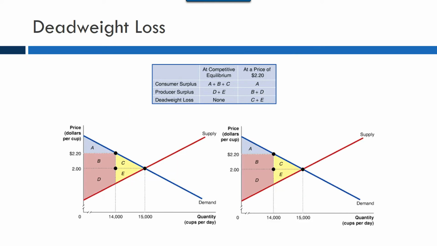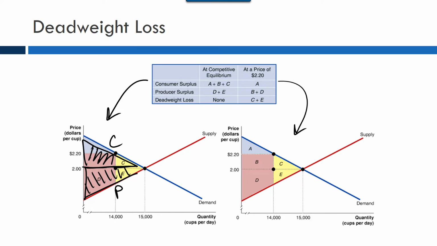So if we look at those two on the same graph, here's what it would look like at competitive equilibrium, right? Here's consumer surplus, here's producer surplus. That's what it looks like at equilibrium. This is what it looks like at a price that is not equilibrium. And so here's consumer, here's producer, and then this is dead weight loss. Nobody wins that, okay?